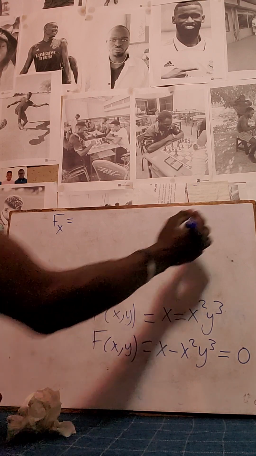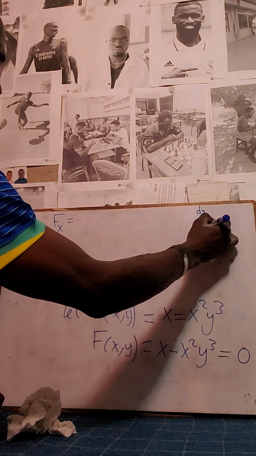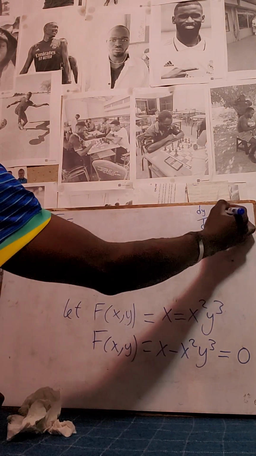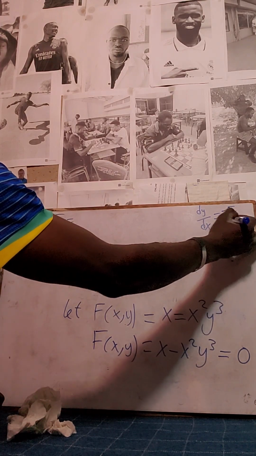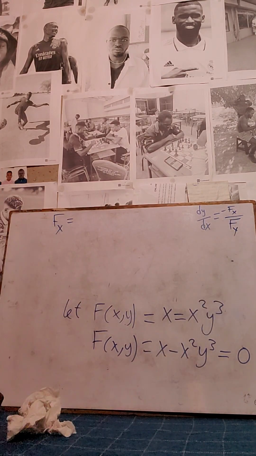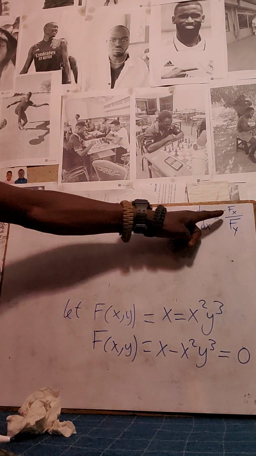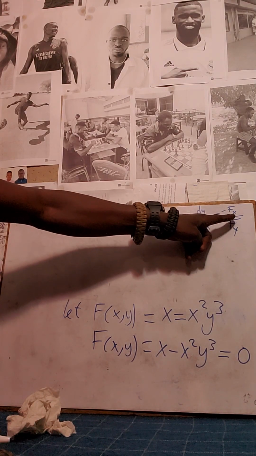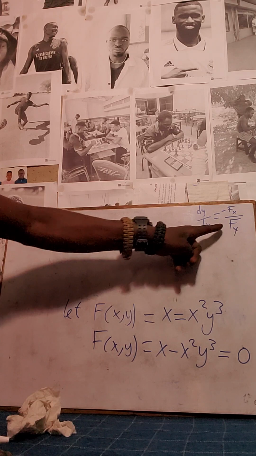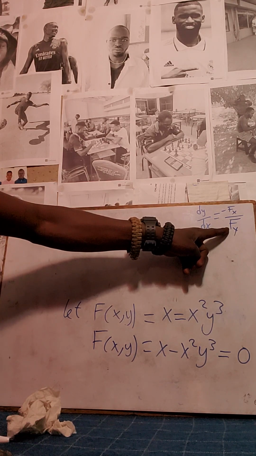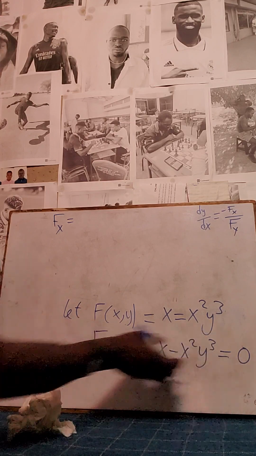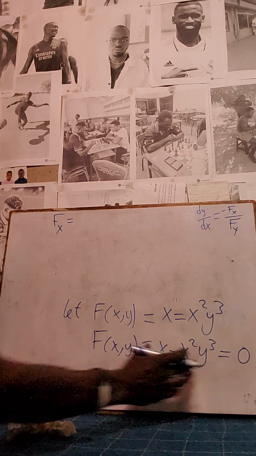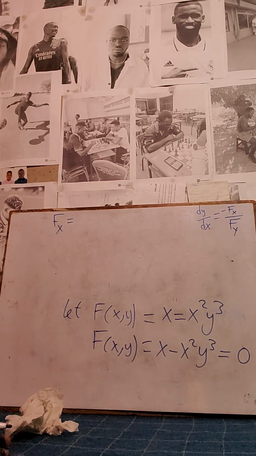From there now, let's follow the formula. What the formula said, it said dy dx equals partial derivative of f with respect to x over partial derivative of f with respect to y. So we are trying to find partial derivative of f with respect to x, and then we'll find the partial derivative of f with respect to y. So let's go to the function which we have and just differentiate it with respect to x. So that's what we're going to do.